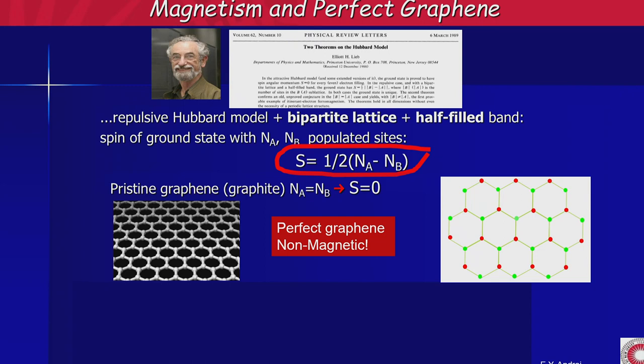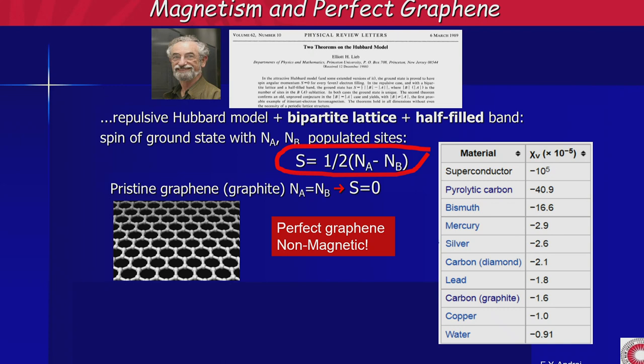However, all you need to do is to unbalance it. You can do that by making holes, by plucking out a carbon atom, or you can do that by cutting the edges. If you have zigzag edges, one side is going to have spin up, the other side is going to have spin down.